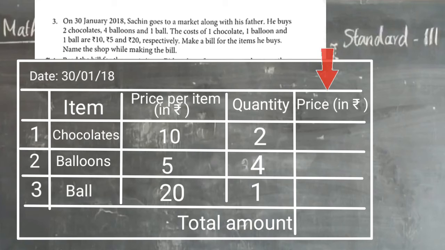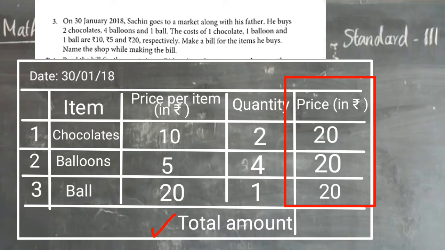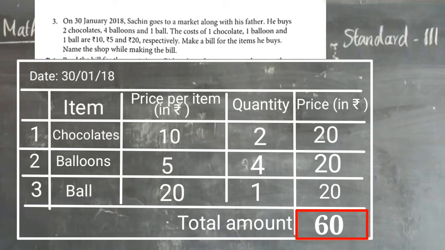So how will you find? You have already learnt in the first and the second question, the same procedure only. We have to multiply the quantity and the price per item, then we can find the price. So for that we have to multiply the numbers in the quantity and in the price per item. For chocolate, how will you find? 10 into 2 is 20, and for balloon 5 into 4 is 20, and for ball 20 into 1 is 20. So for the total amount you have to add all the price values. So 20 plus 20 plus 20 is 60. So we got the answer as 60 here. The total amount for the items, chocolates, balloons and ball, is rupees 60. So this is making a bill.